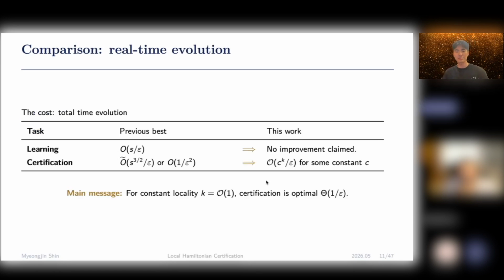So I'm going to explain the results first, and then explain the main algorithm and the methods. As said, in the real-time access model, the dynamics model, the cost is the total evolution time. Previously, the best total evolution time of learning the Hamiltonian by the dynamics model is O(S over epsilon).